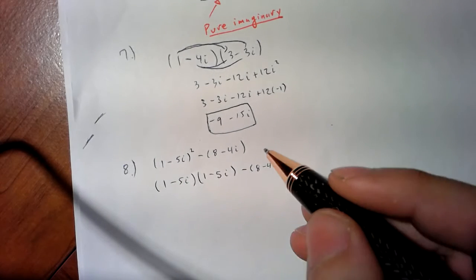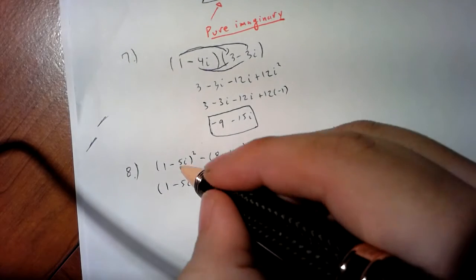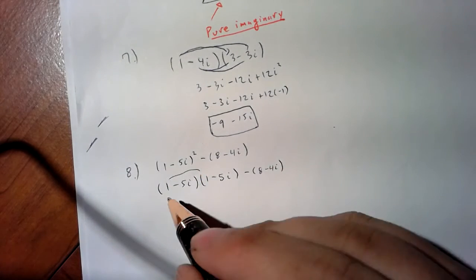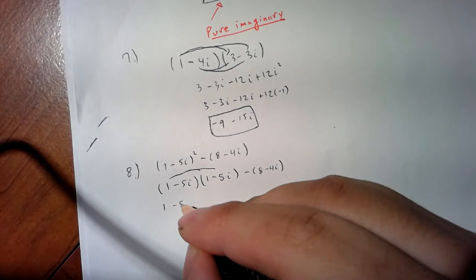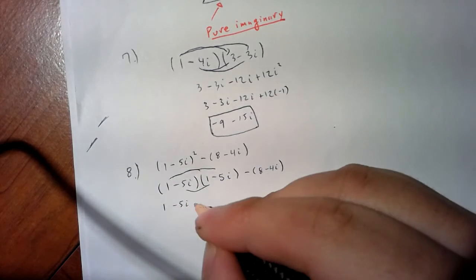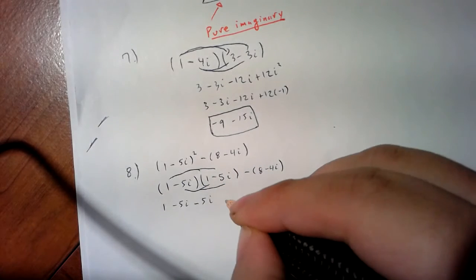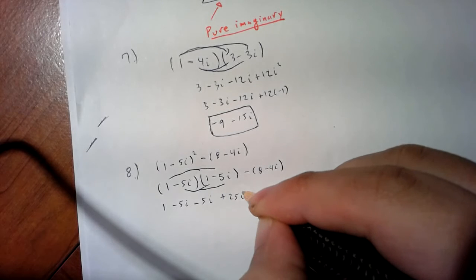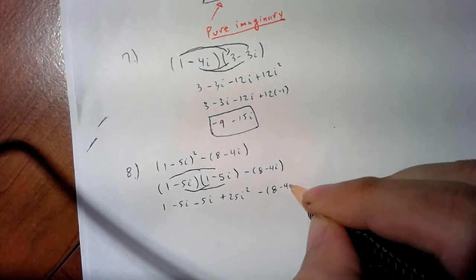Now this turns into the same steps that we had followed in question 7. So we're just going to use the distributive property again. So 1 times 1 is 1. 1 times negative 5i is negative 5i. Negative 5i times 1 is negative 5i. And negative 5i times negative 5i is positive 25i squared. I'll bring down the rest as well over here.